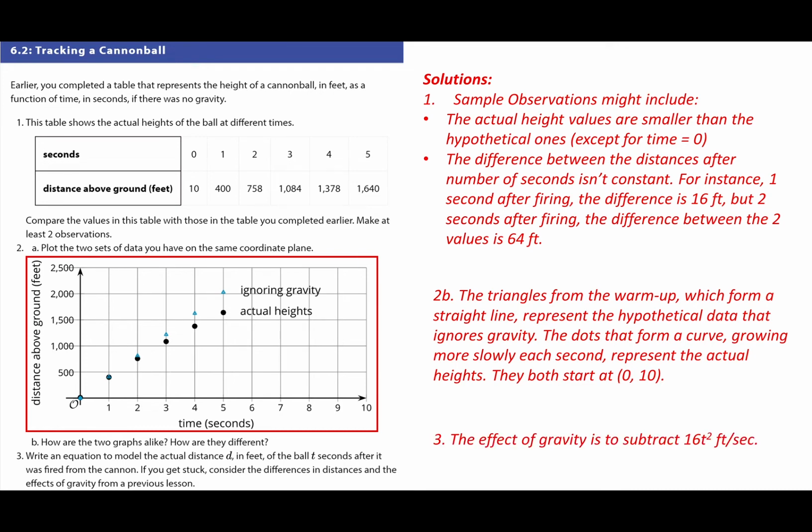Okay, so something important to consider when you're writing the equation is that the effect of gravity is to subtract 16t squared feet per second. And that 16 is always going to be the same if we're measuring feet per second, if we're measuring our gravity. So an equation for the actual height of the cannonball is d equals 10, our starting height, plus 406t, coming from our velocity, minus 16t squared, coming from the effect of gravity on the cannonball.